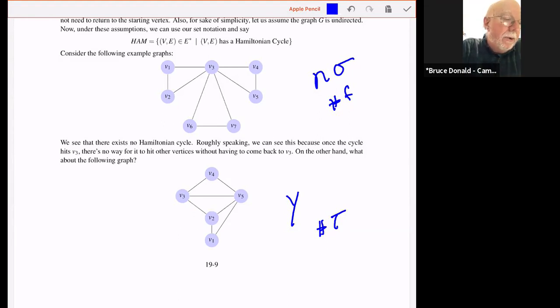So in the top graph, there exists no Hamiltonian cycle. In the bottom one, there does exist one. And I just want to see if people are comfortable with that. Does that make sense to everybody?